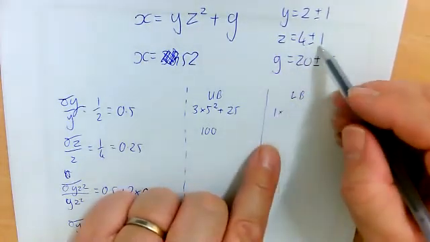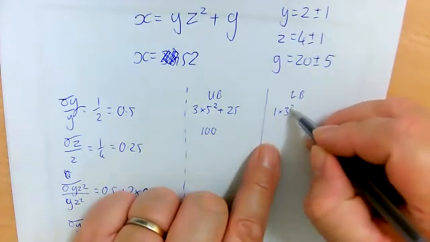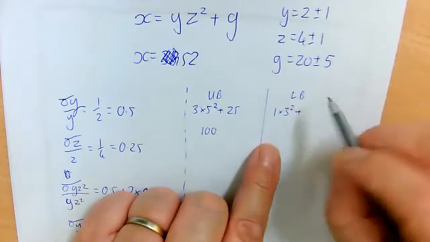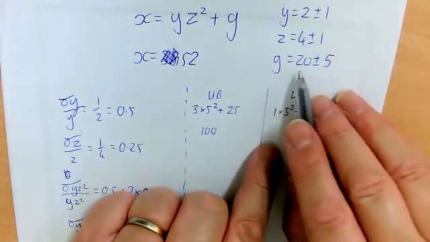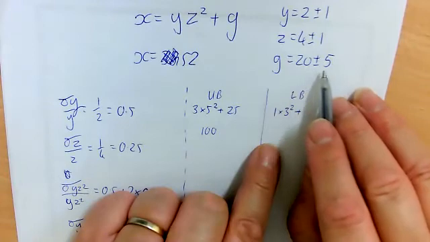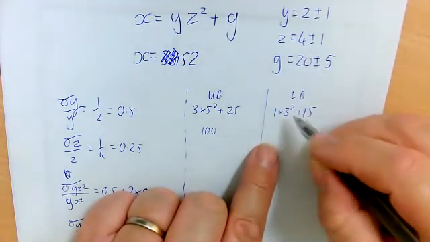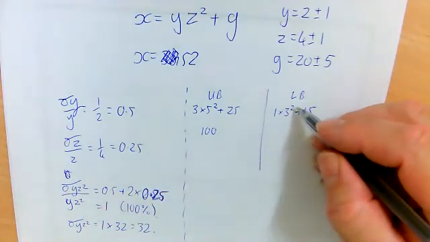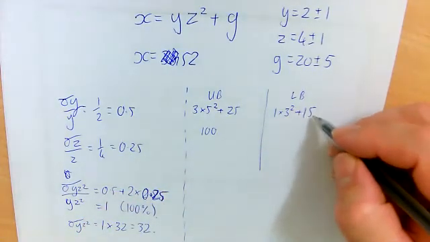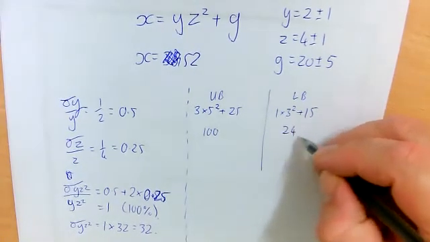Z is 4 plus or minus 1, so the lowest Z could be is 3, and it's squared, don't forget, plus the lowest that G could possibly be. G is 20 plus or minus 5, so the lowest it could be is 15. So 1 times 3 squared is 9. 9 plus 15 gives me 24.